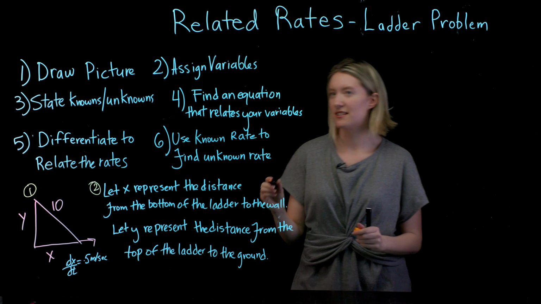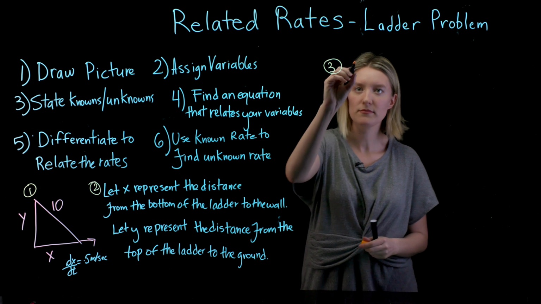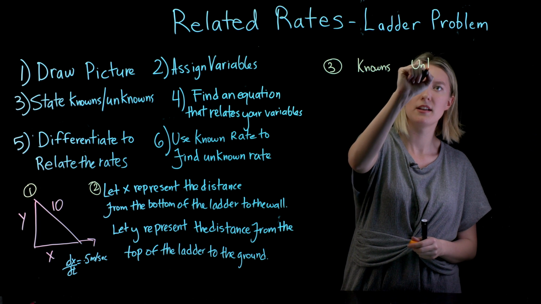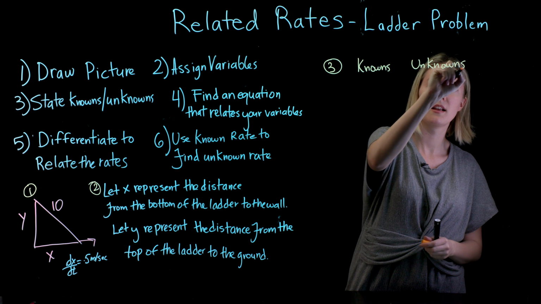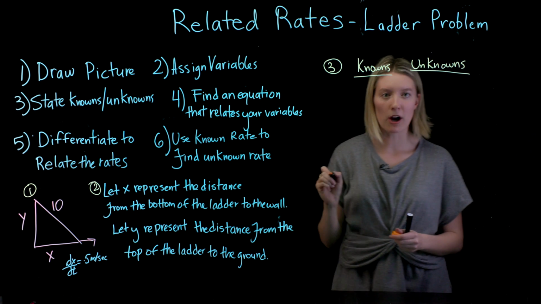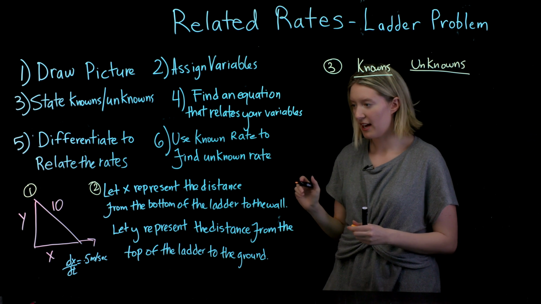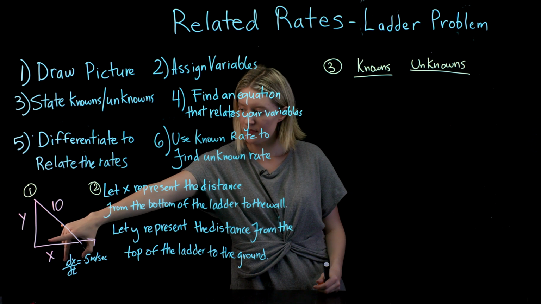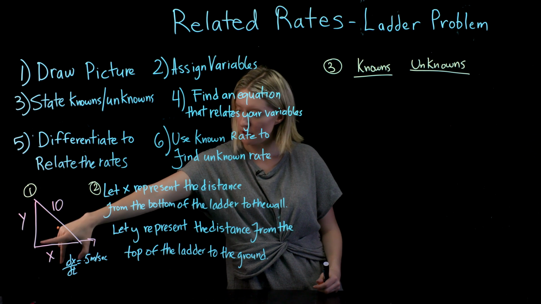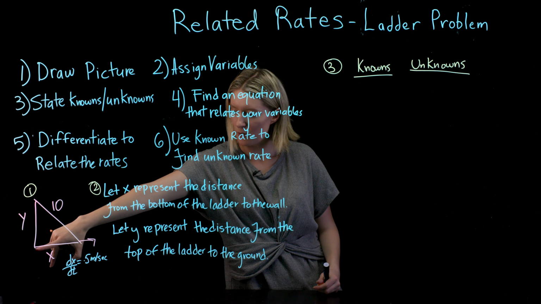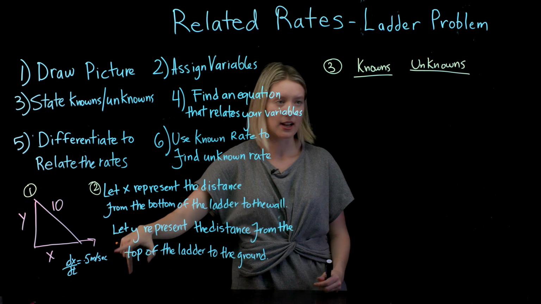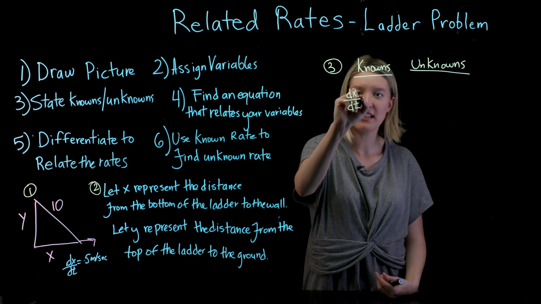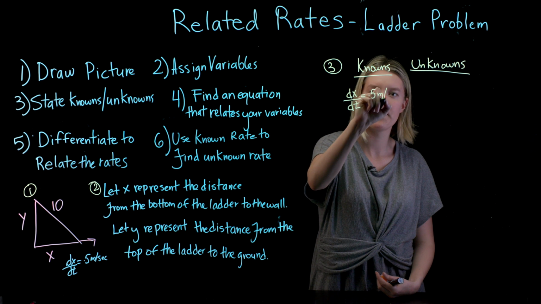The third step is stating what we know and what we don't know. I always like to draw a little table. I have knowns and unknowns. In the problem I read, we were told that the bottom of the ladder was moving away from the wall at a rate of 0.5 meters per second. So this tells me that we are given dx/dt, and that it's equal to 0.5 meters per second.